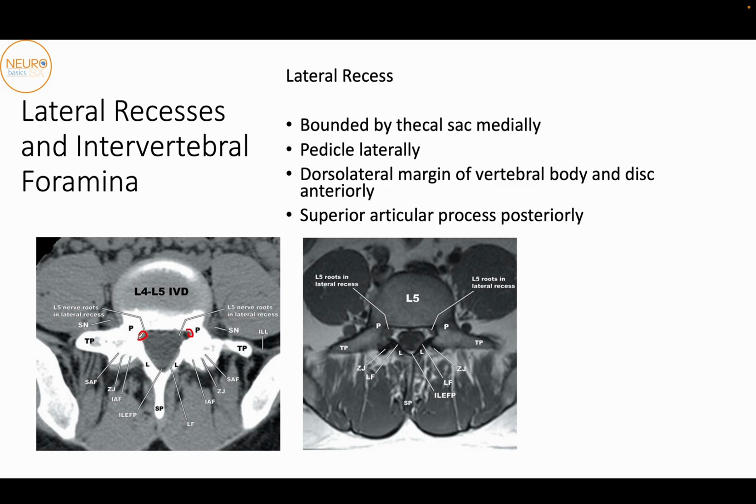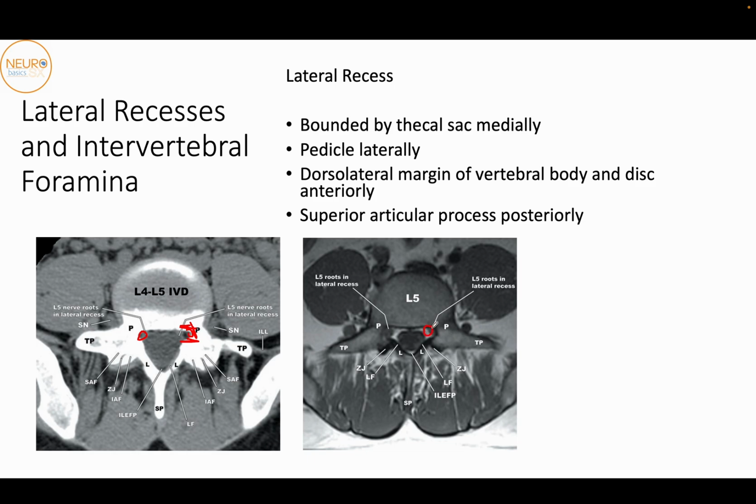Now, the lateral recess is going to be bounded by the thecal sac medially, but laterally you have the pedicles, as we can see over here. You have the vertebral body and the disc anteriorly, and then you get the superior articular process posteriorly. Now, in the lateral recess, that's where you will get some nerve roots. The nerve roots of the cauda equina mostly will be running in the center, but the nerve which has to exit in the neural foramen below will be running in the lateral recess.